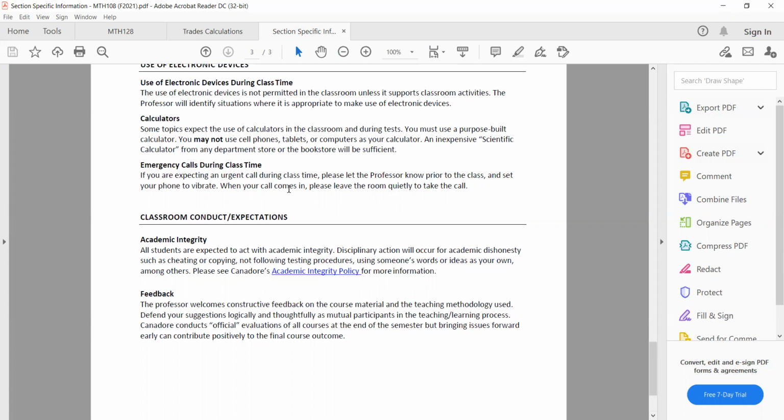I have a question. Sure. So for tests, are we allowed calculators? Yes.